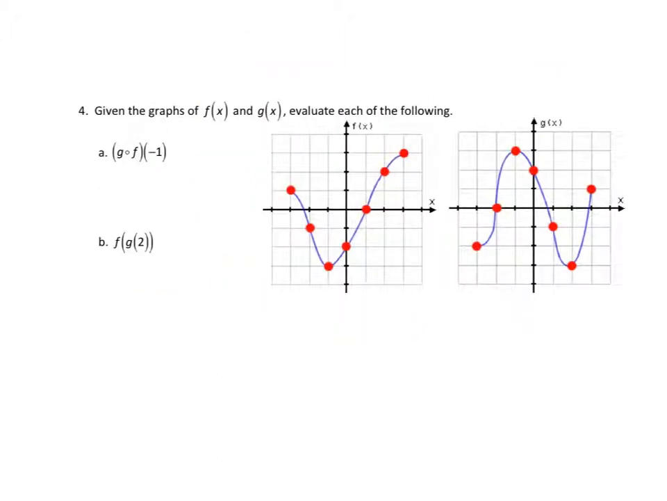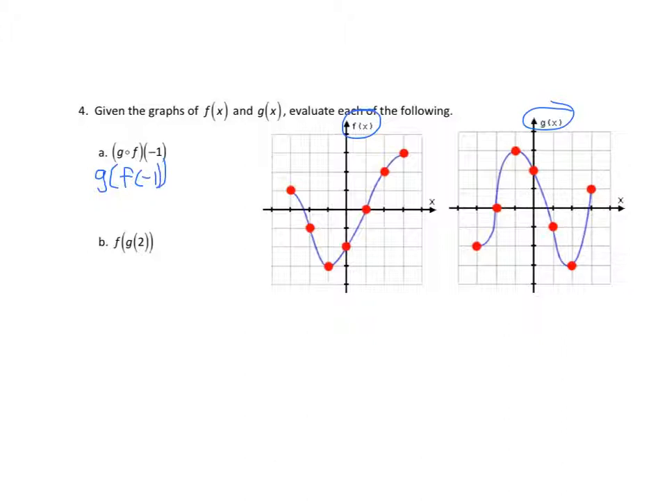Then the last thing in level 2 is evaluating function notation in one more setting, and that is with a graph. So I have two graphs. I have an f of x graph and a g of x graph. And the function notation works the same way. G circle f of negative 1 is the same as g of f of negative 1.